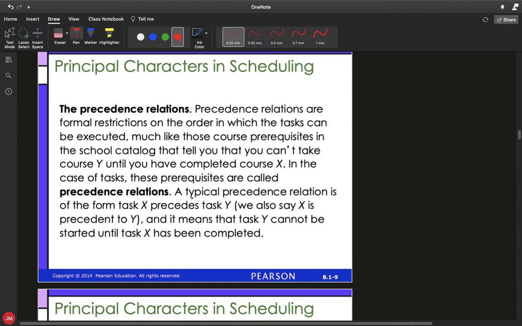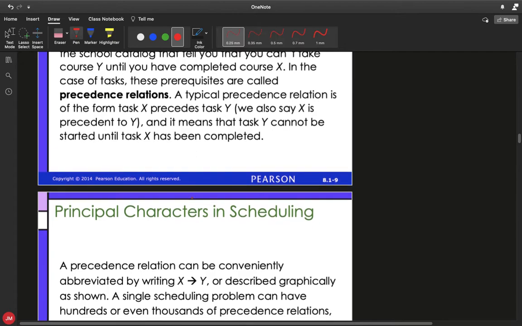So part of scheduling that we need to discuss is what are called precedence relations. Basically what that means, and when you think of the word precedence, it means that something has to happen before something else can occur. Typically we would say that X precedes Y, or if you want to think about it as a prerequisite in terms of school classes, you obviously have to take Algebra 1 before you can take Geometry, before you can take Algebra 2. Those are the kind of precedence relations that we're going to be talking about.